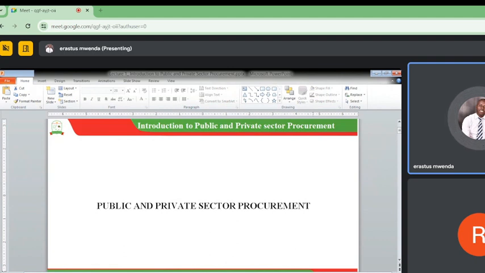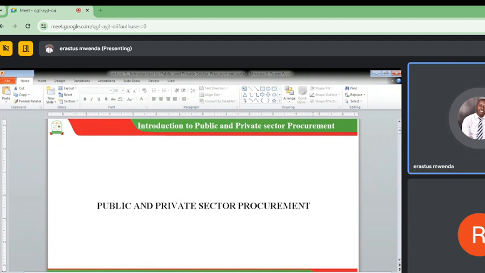Then also we have public procurement. We are defining it, and we are saying it is the process through which the government acquires or buys goods, services, works from the private sector. So every government has projects that are running. Every government is a consumer of goods and services, and therefore these are critical components of public procurement. So it involves the government acquiring goods and services.